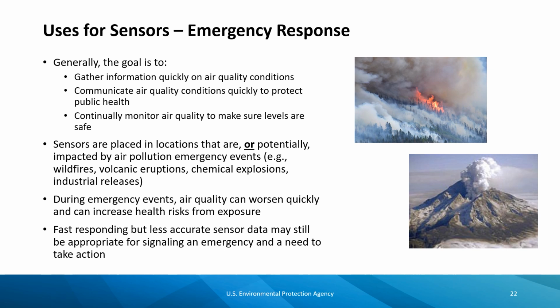Sensors are placed in areas that are, or potentially could be, impacted by air pollution emergency events like wildfires or volcanoes. Often during these types of emergency events, air quality can worsen rapidly and impact human health. Sensors that respond quickly to concentration changes but may have less accuracy are normally adequate for emergency events and signaling any actions that need to be taken.